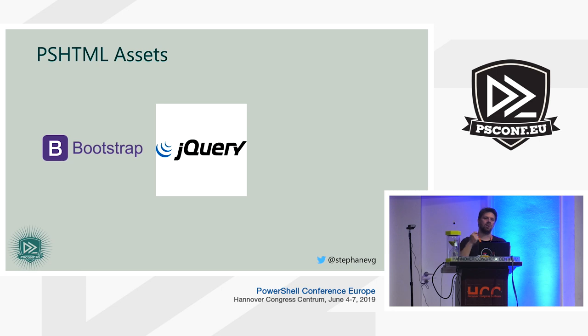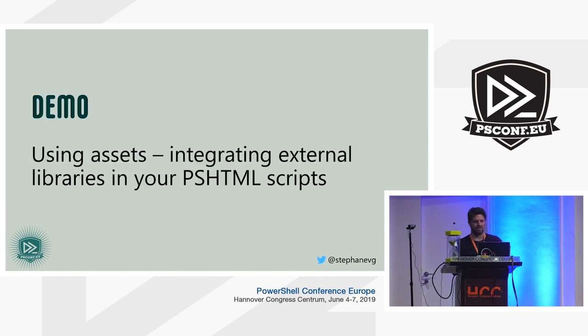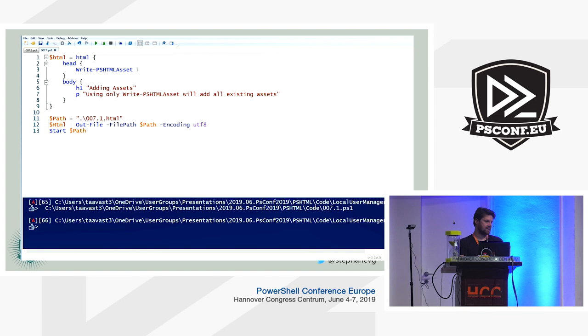So basically, when you do an Install-Module PSHTML, you also have Bootstrap, jQuery, and Chart.js. And I'm going to show you right now what you actually can do with those frameworks. So we can see here in the assets folder, we have Bootstrap, Chart.js, and jQuery. You use a command called Write-PSHTMLAsset, with -Name, and then here we have two Bootstrap, Chart.js, and jQuery. So it's a dynamic parameter again. So if you add folders, you're going to find it.